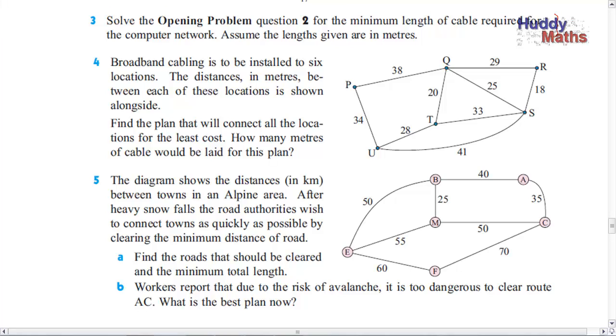Okay, and here's some more. Broadband cabling, this is pretty topical. That's important. And then an alpine area here, little problem. Find the roads to get the minimum total length to get to all the towns. Okay, it's hard to clear the roads if it's trying to get into a spot and it's isolated with snowfalls. Okay, have a go. Come down now.